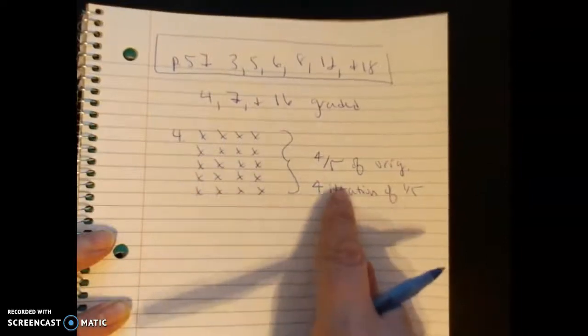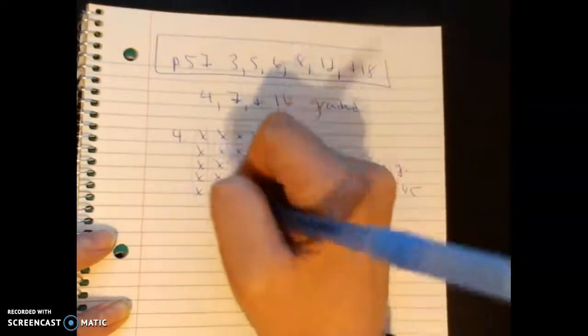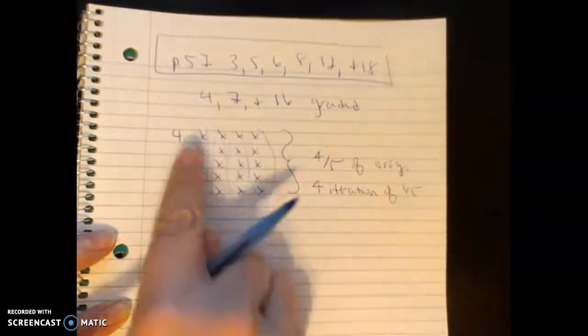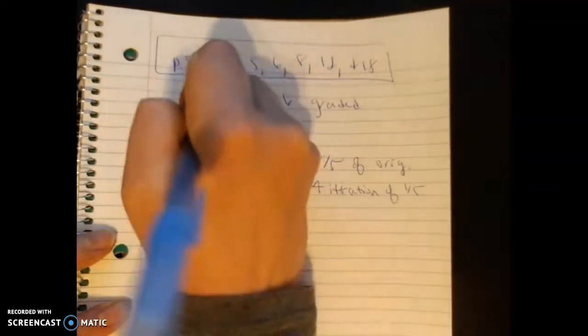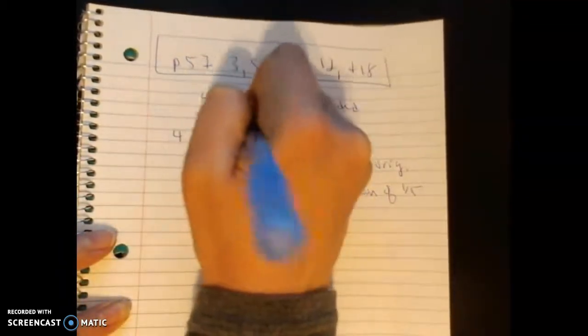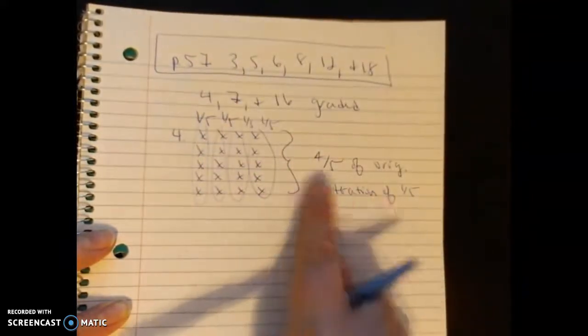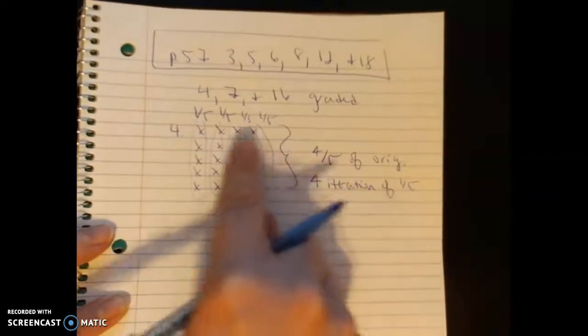Well, I need 4 iterations of a fifth. So going vertically, I have 1, 2, 3, 4. So each column must be an iteration of a fifth, because I would have 1/5 there, another fifth, another fifth, another fifth, and that would be 4/5. So to get a whole, I must have 5/5.